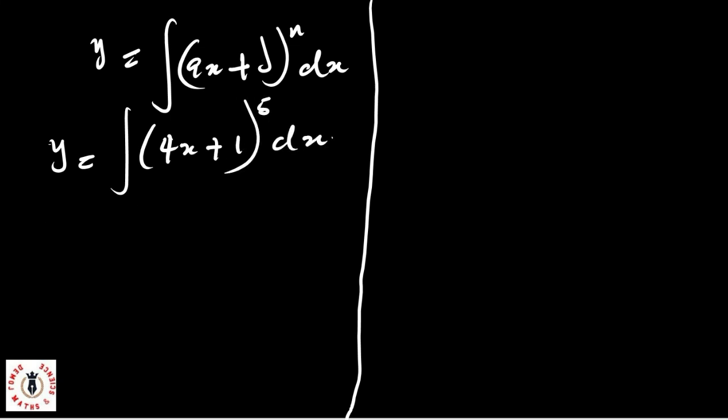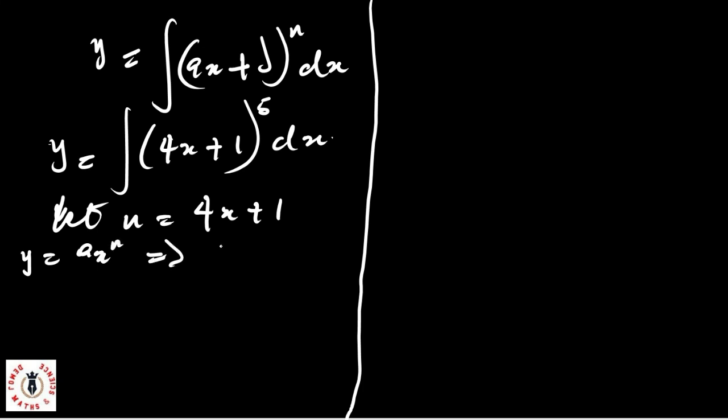Now to integrate this, I'll simply say let u be equal to 4x + 1. In our lesson on differentiation, we said if y is equal to ax raised to power n, this implies that dy/dx will be the same thing as anx raised to power n minus 1. Now we'll be looking for du/dx.